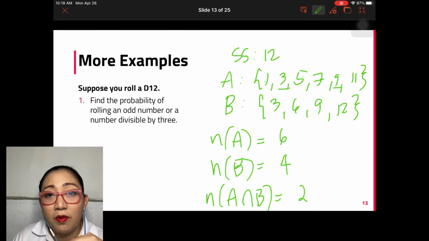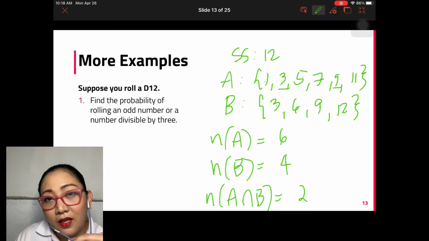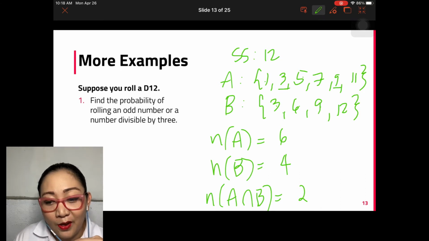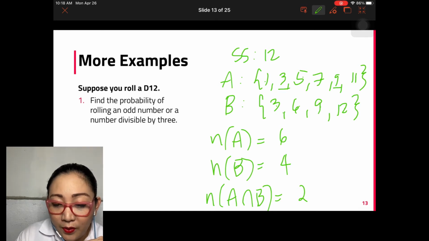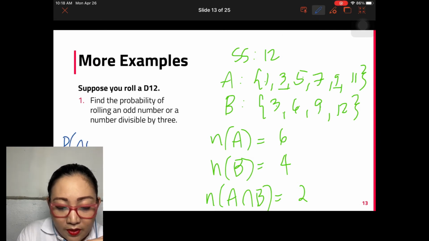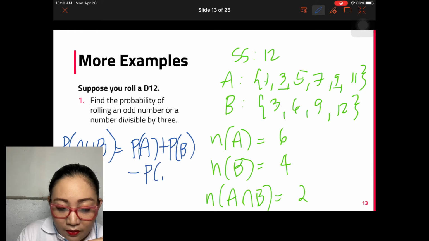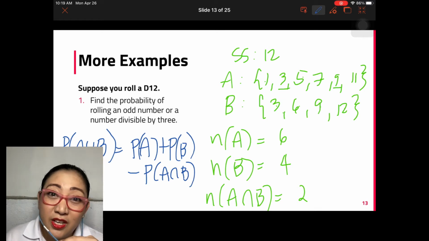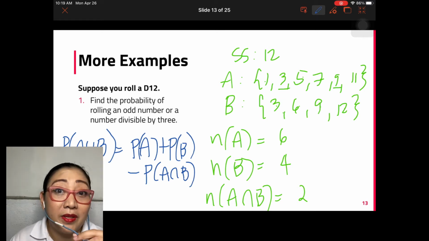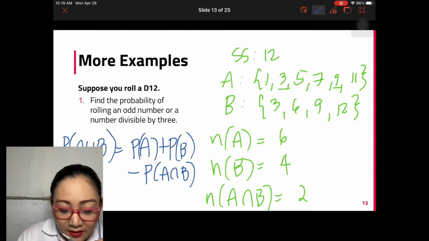Okay, so how do we get the probability without drawing your Venn diagram? Kasi syempre, magsulat lang kayo, magdrawing ng Venn diagram. Pwede namang magsolve tayo ng without using the Venn diagram. So, you're going to use this formula over here. It's going to be the probability of A union B is equal to the probability of A plus the probability of B minus the probability of A intersection B. So, bakit nagma-minus? Kasi nga, meron silang shared elements. So, tatanggalin lang natin yung shared elements na yun. Okay? So, let's look at this.